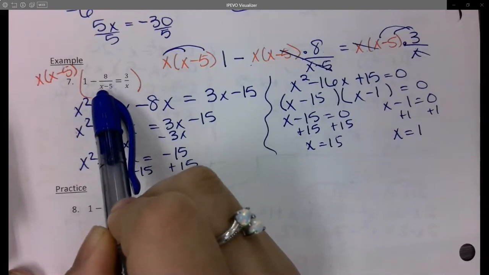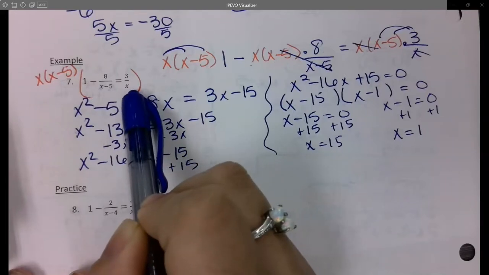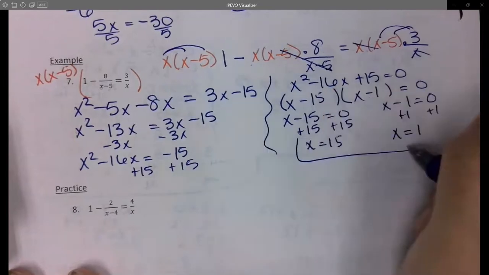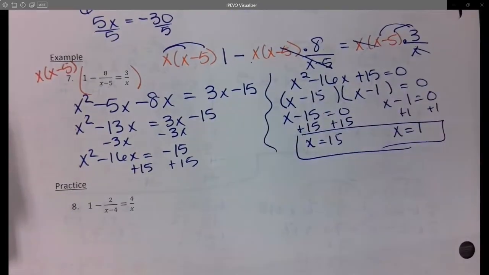If I plug in 1, is this going to give me 0? 1 minus 5? It's not going to give me 0. What if I plug in 1 on the second one? Is that going to give me 0? No. So on this one, both of my answers work. Questions here?